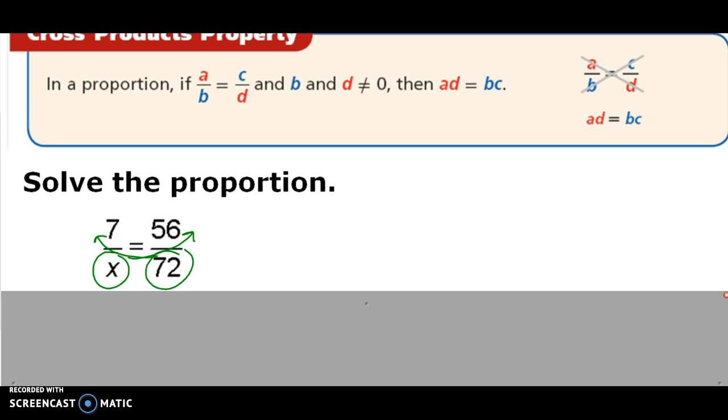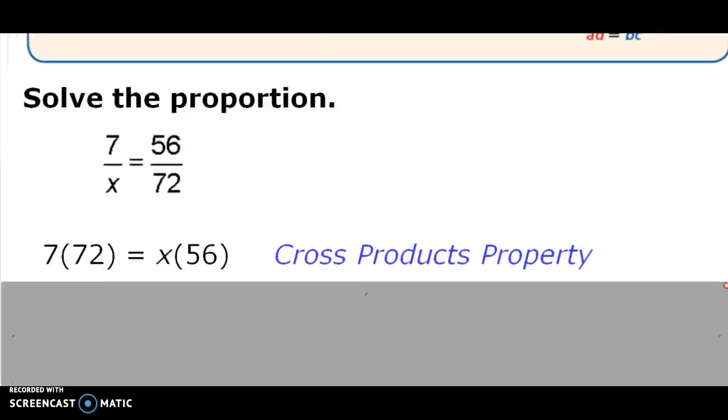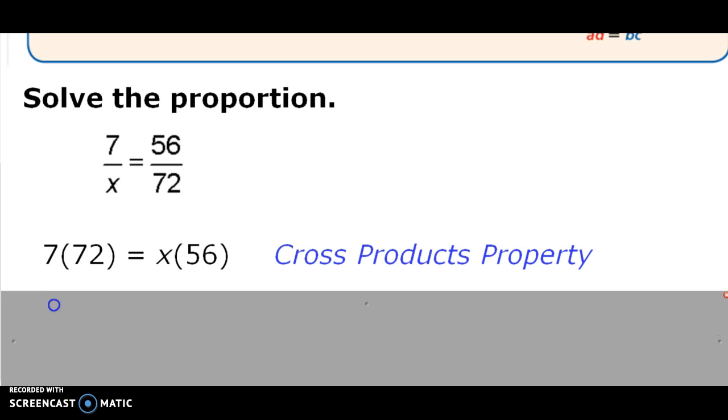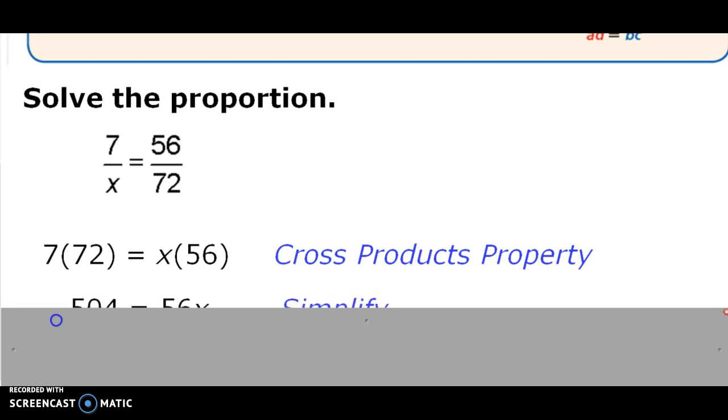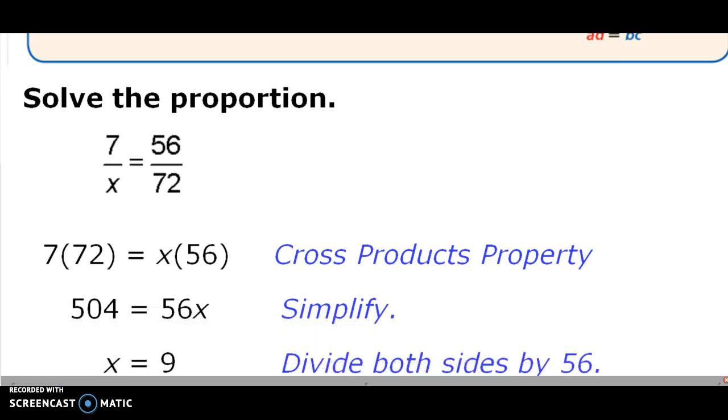Okay, see if you can solve this problem real quick on your own. This is not new. This is 8th grade. And then you just need to divide both sides by what? 56, right? Why? So you get 56x. So you divide both sides by 56.